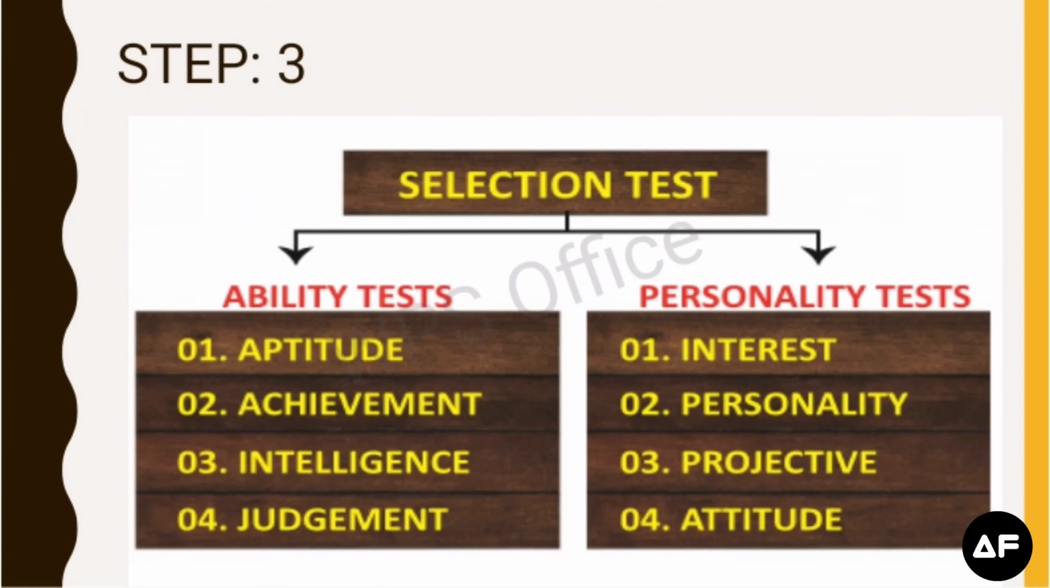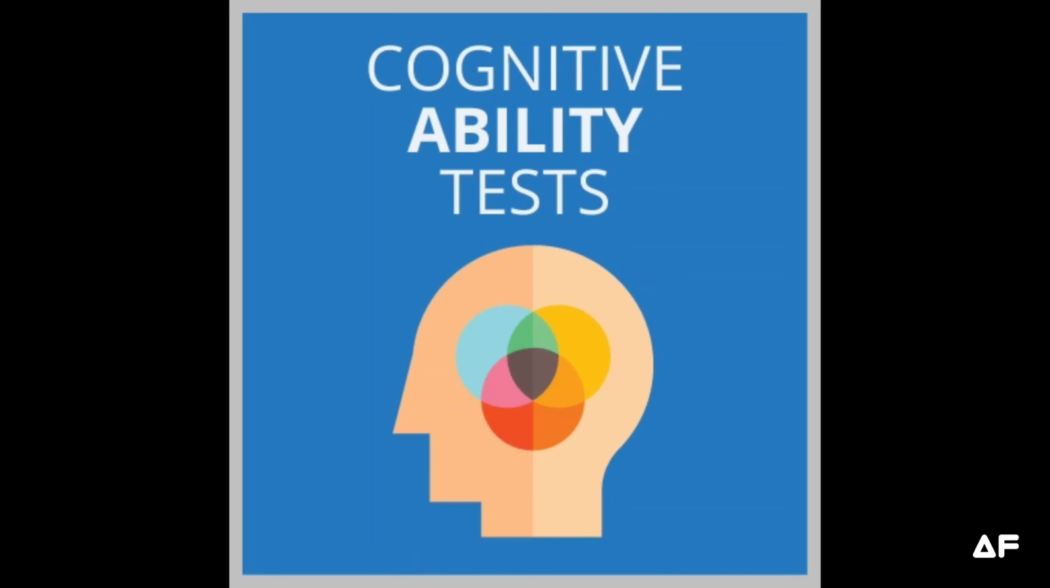Thirdly is the selection test. Various tests are conducted to check whether he or she is qualified for the job. Two main tests are the ability test and the personality test. The ability test is designed to find the candidate's cognitive functioning in a specific area. This test is given exclusively to find the suitability of the candidates for the given role.